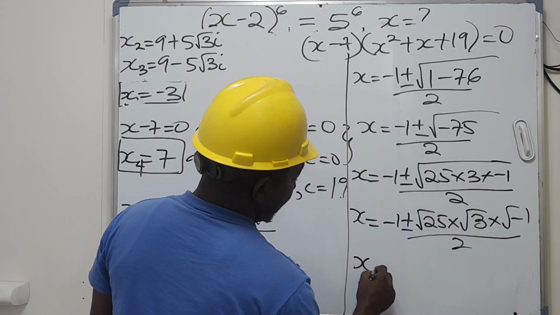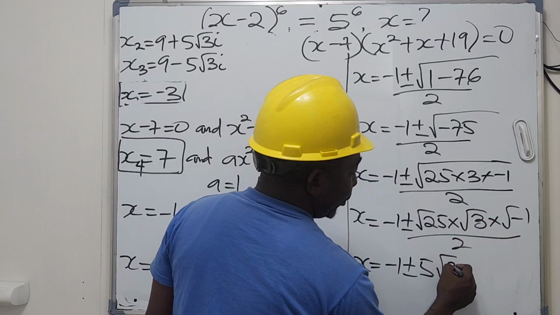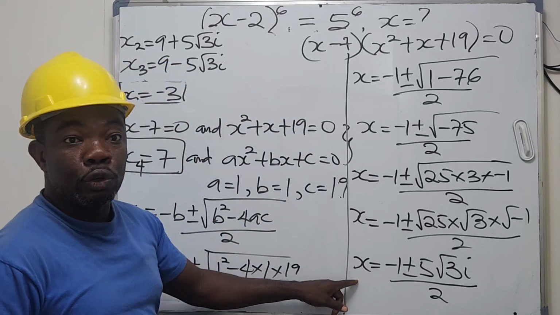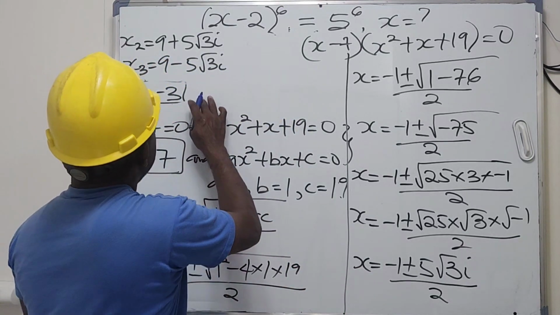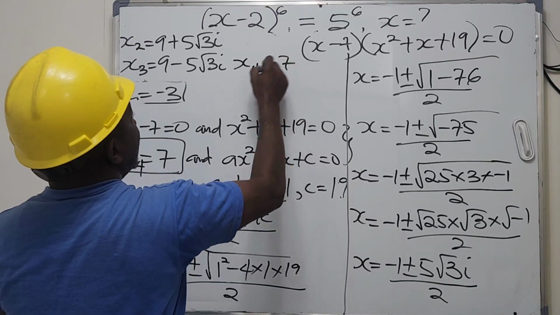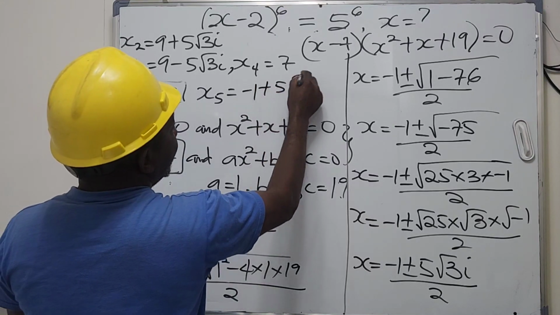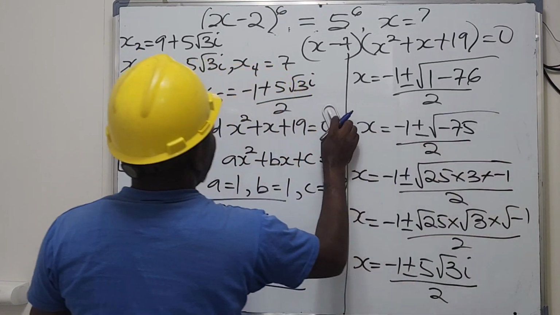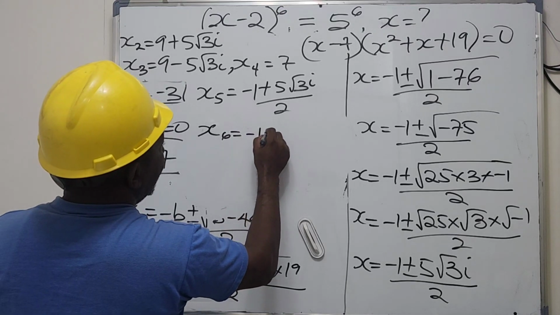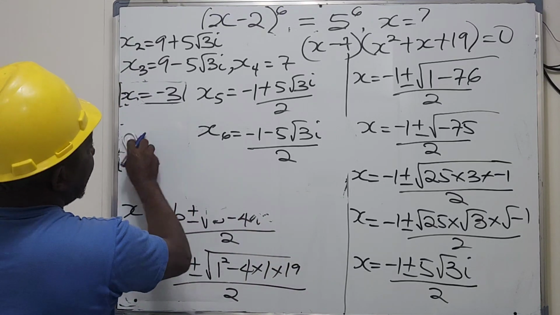So from here, the value of x equals to minus 1 plus or minus square root of 25, which is 5, then we have root 3, and square root of minus 1 is iota, which is i, all over 2. So from here, we have another 2 solutions from this. Our x4 is 7. Then our x5 is minus 1 plus 5 root 3i all over 2. Then we have x6, which will be equal to minus 1 minus 5 root 3i all over 2. So these are all the solutions of x that we have.